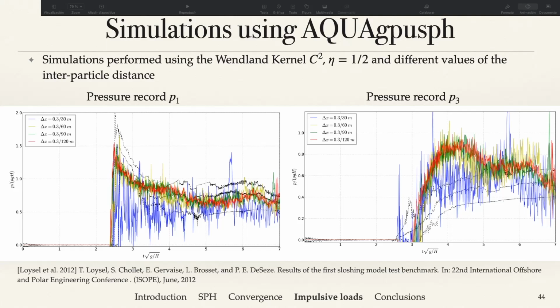And in the experiments, we see that the presence of air bubbles is important in the region where this sensor is placed. So we believe that the air phase plays a role in diminishing the value of the pressure, and this is the reason why this pressure is not well captured.